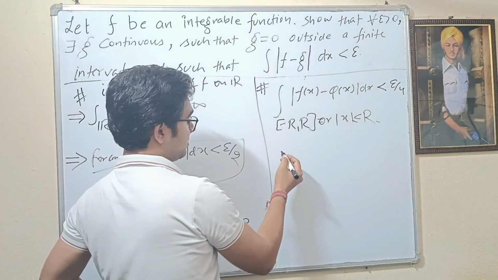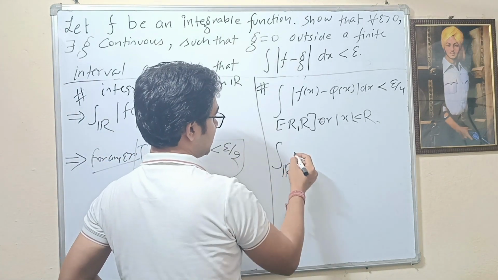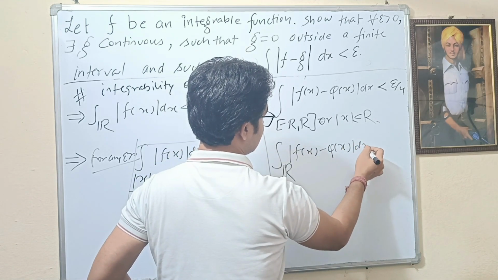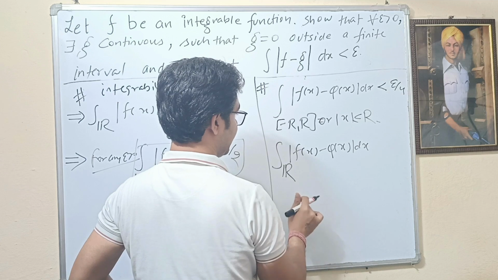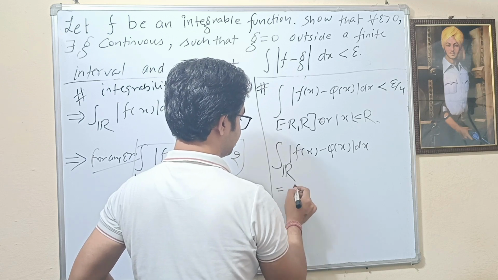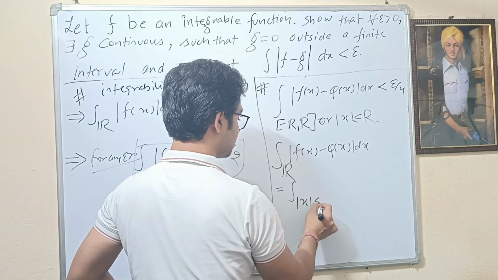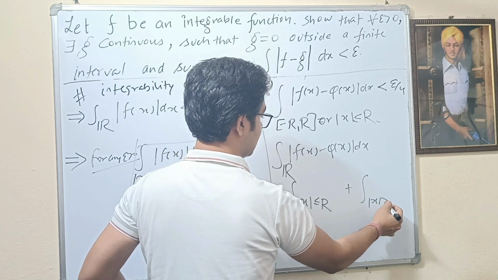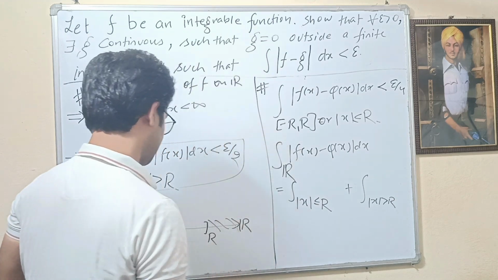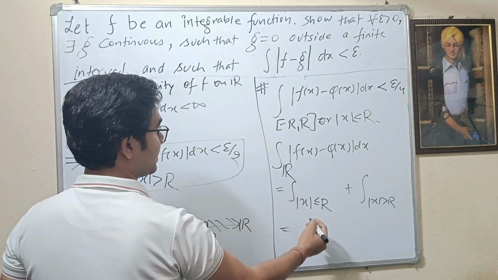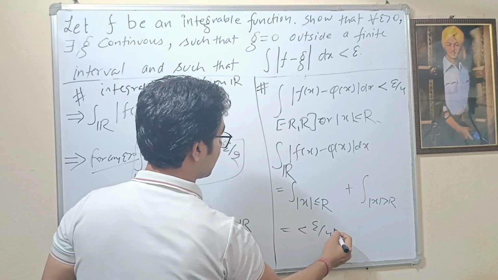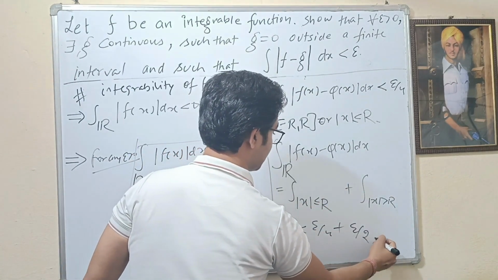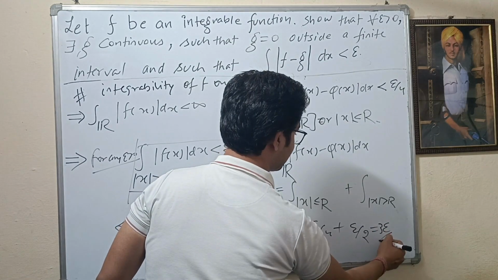So the integral of f(x) minus phi(x) dx will be the outside part plus the inside part. The outside part is less than epsilon by 2, and the inside part is less than epsilon by 4. So it will be less than 3 epsilon by 4.